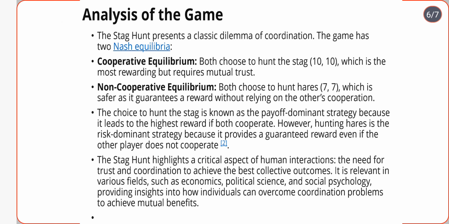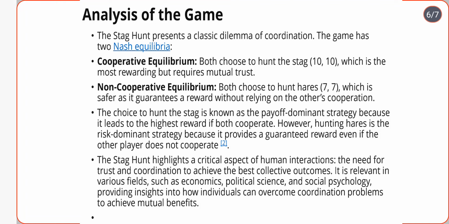As you can see, this is the cooperative equilibrium, and another one is the non-cooperative equilibrium, when both of them are choosing to hunt hares. This is safer, as it guarantees a reward without relying on others' cooperation, right? Bob can alone hunt a hare. Similarly, Alice can alone hunt a hare. Both of them can hunt a hare alone, so they don't have to depend on the other's decision or actions.